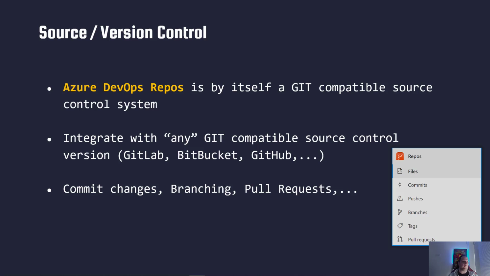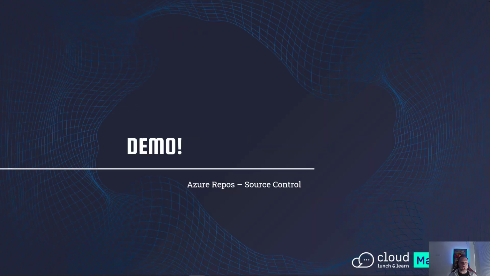If you use GitLab, Bitbucket, or GitHub, already mentioned, or a couple of other examples, it's perfectly fine to integrate as well and not use source control out of Azure Repos. Everything you know from Git, committing changes, branching, pull requests, all those options are available within our source control. So with that, let me switch to my DevOps organization.